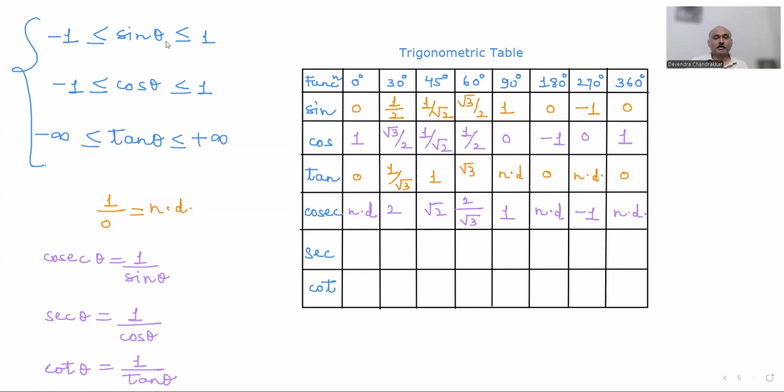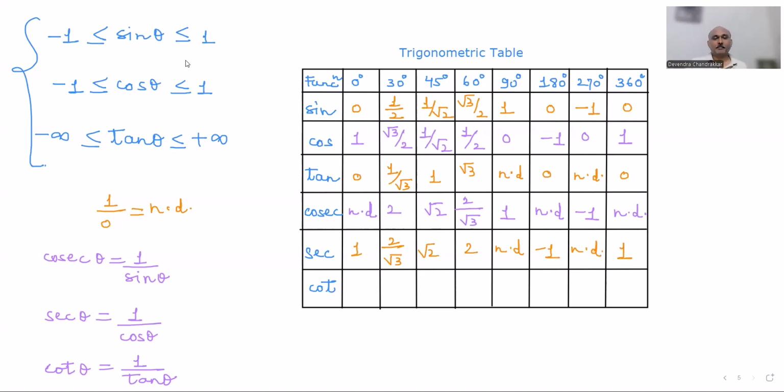Okay. Now the next one, sec. Sec is 1 by cos. So it is 1. Two by root 3. Root 2. 2. Not defined. -1. Not defined. And then 1 again.